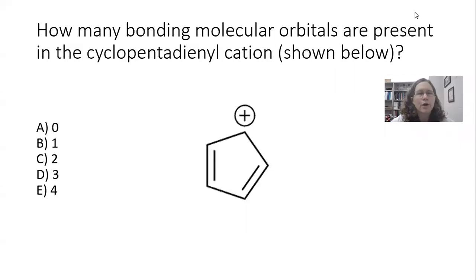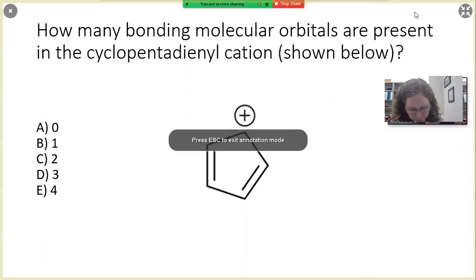This question asks how many bonding molecular orbitals are present in the cyclopentadienyl cation shown below. To answer this question, we need a Frost circle. Whenever you draw a Frost circle, you're going to orient the molecule so that a point is facing down. So let's go ahead and draw that.